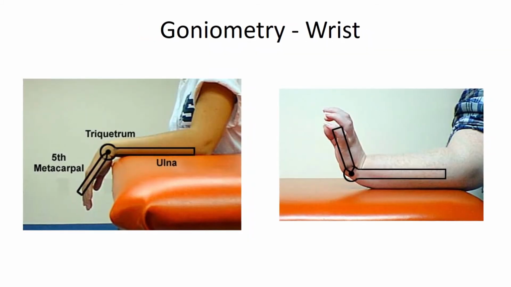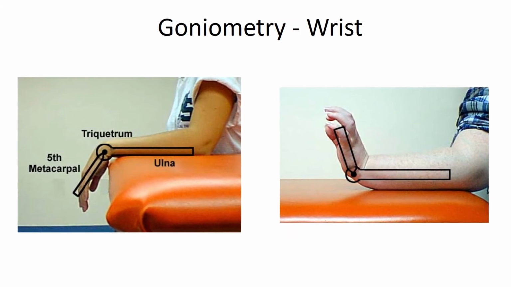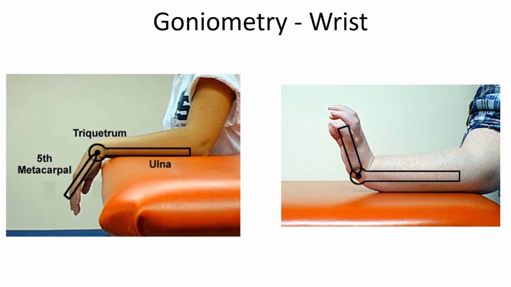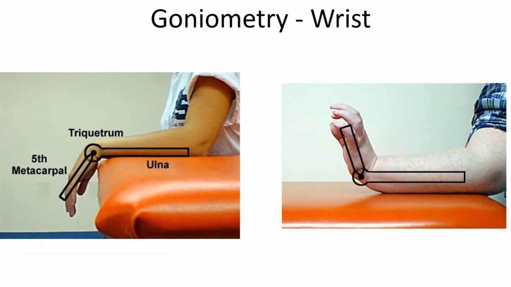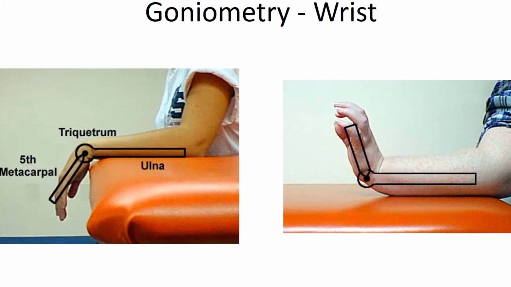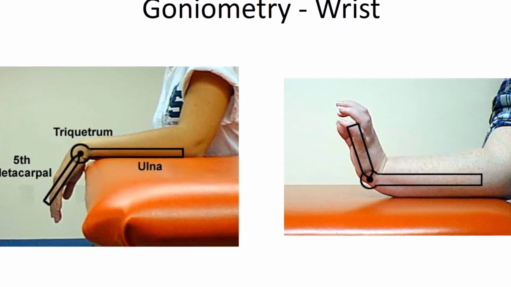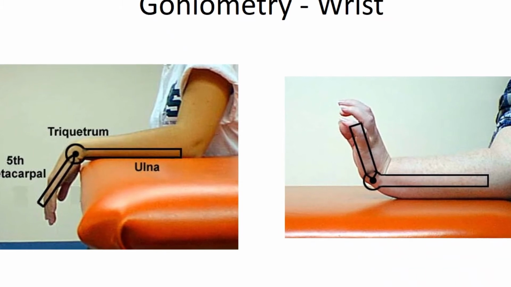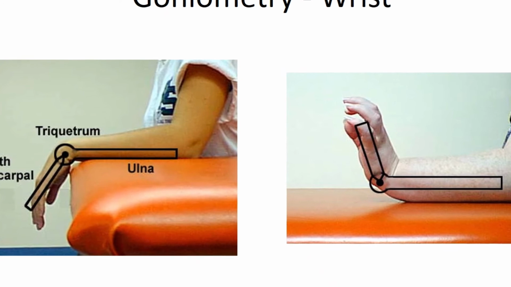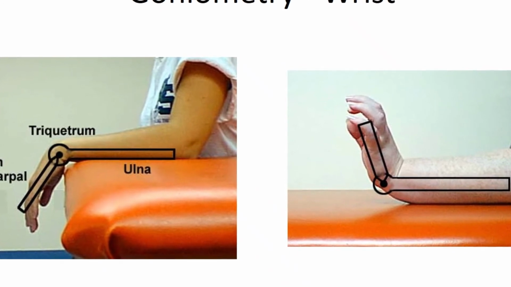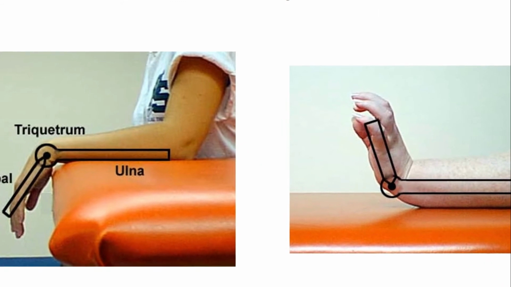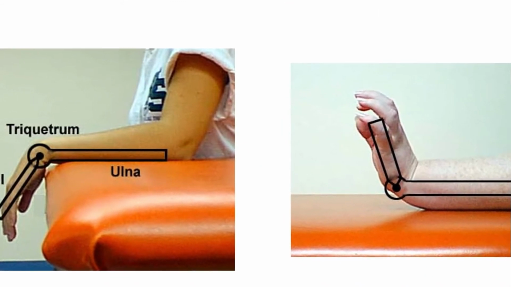Center fulcrum on the lateral aspect of the wrist over the triquetrum. Align proximal arm with the lateral midline of the ulna using the olecranon and ulnar styloid process for reference. Align distal arm with the lateral midline of the fifth metacarpal. This is how to measure range of motion of wrist flexion and extension.